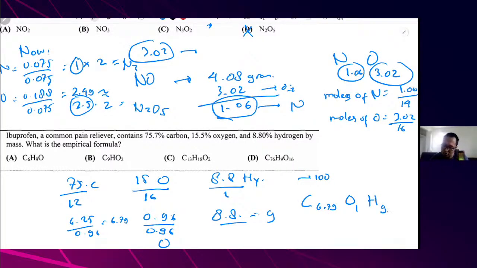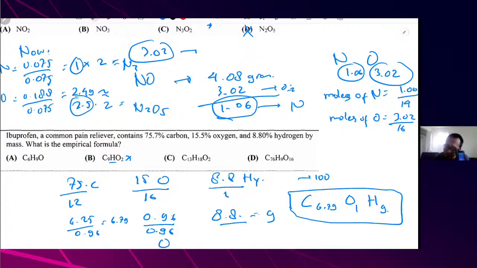So now, based on this information, we can get the answer. Which one is the closer one? If O is 1, it's close to the A option. But let's take a look at the others. This is impossible because H should be at least 9. How about this one? This one, O2, H also 18 is correct.